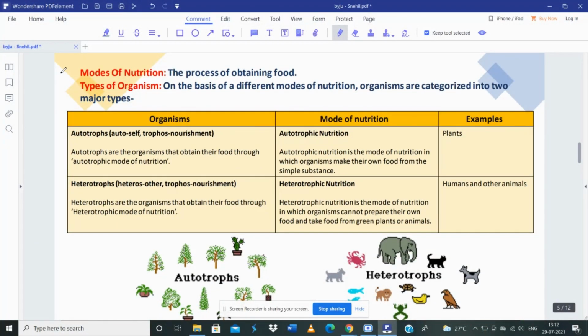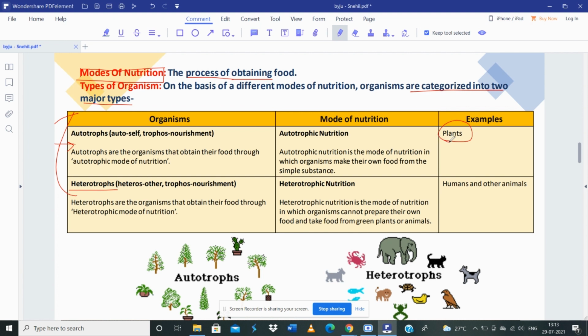Okay, so our next topic is modes of nutrition. So when I say modes of nutrition, I simply mean process of obtaining food, the process of getting food. So on the basis of process of obtaining food, we have categorized organisms into two major categories, and these categories are autotrophs, this is first one, and second is heterotrophs. Okay, so let's discuss them one by one. Let's discuss it through examples.